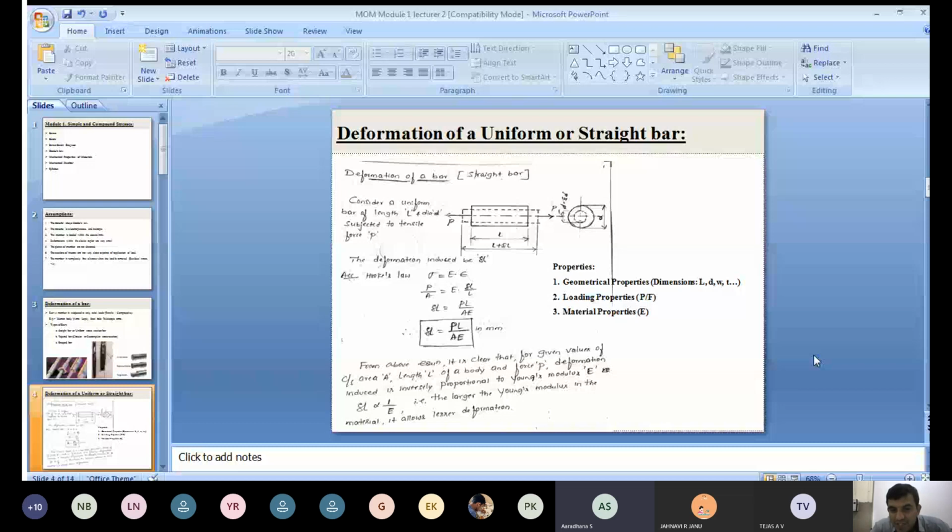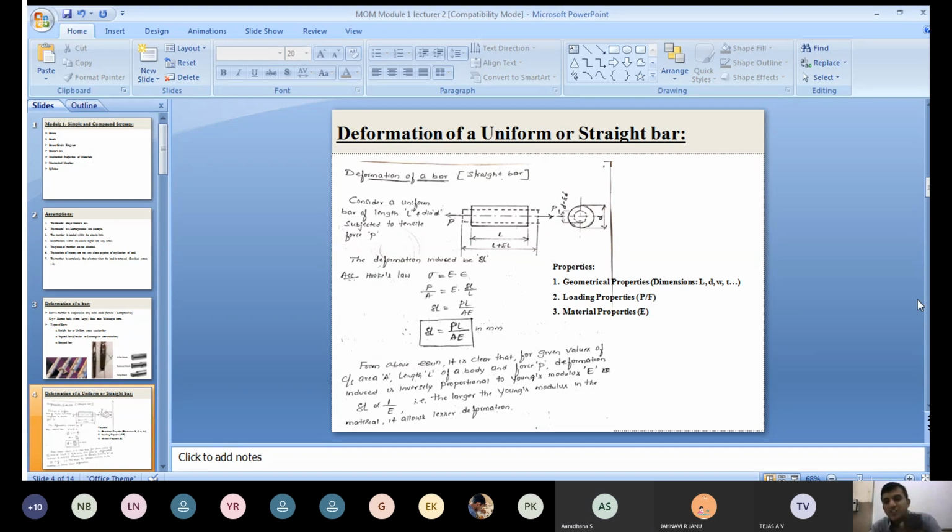Now tell me the deformation formula, Aradhana. For a straight bar, the deformation of a bar is PL by AE. What is P? Load, the load acting on a bar in Newton. L is length, the length of the bar. A, capital A, is the area of cross section. If it is a circular cross section, what is the area? Pi r square, or pi by 4 d square.